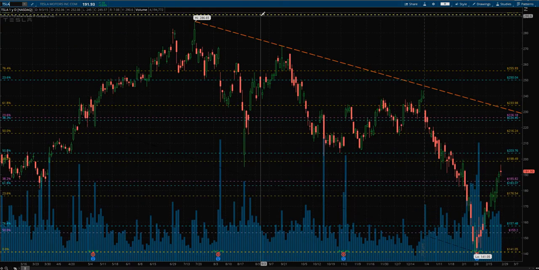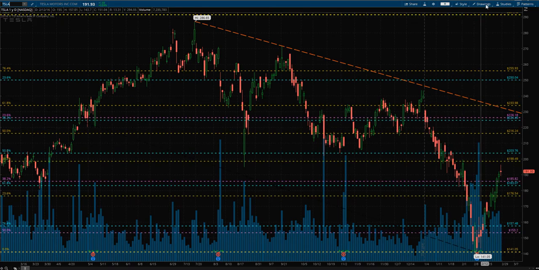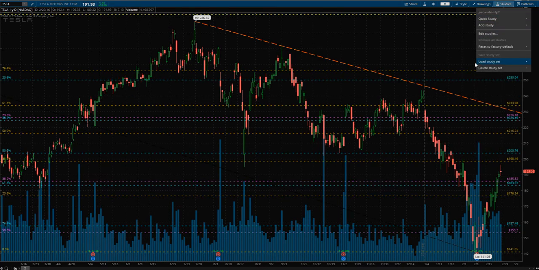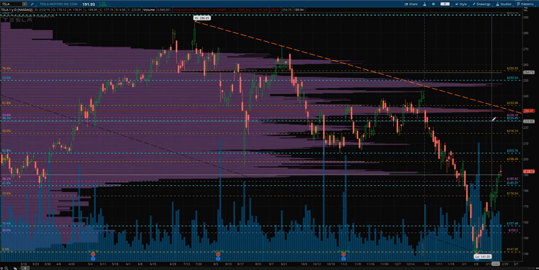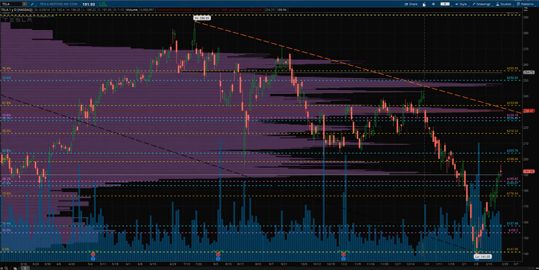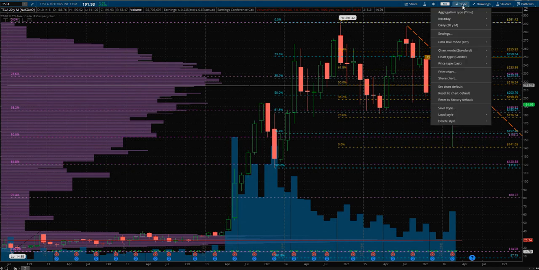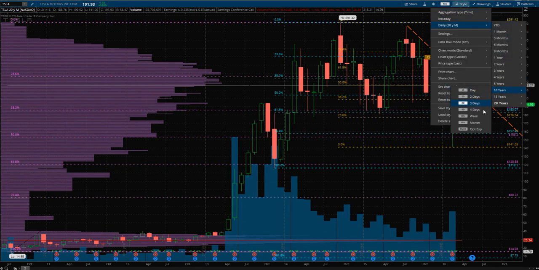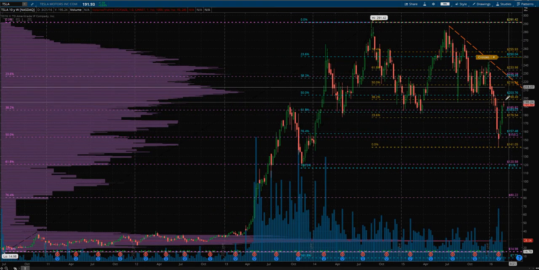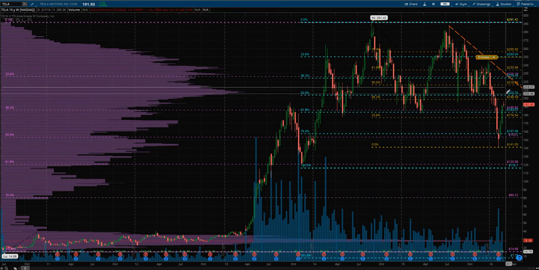Taking a look at Tesla here, Tesla fell through quite a few fibs. Let's put the volume profile back on. We can see that Tesla fell through quite a few Fibonacci retracements. We can go here. It bounced here at the volume in the 140 area, and then it came up into the shortest term 38.2 around the 198 to 200 area, and it's currently rejecting that price.